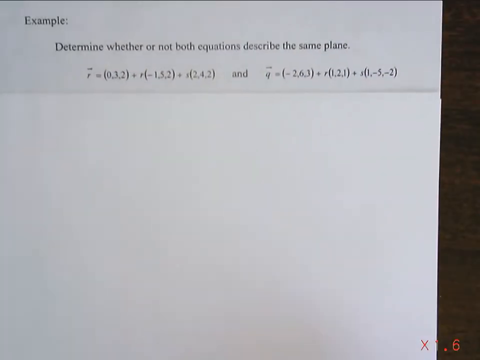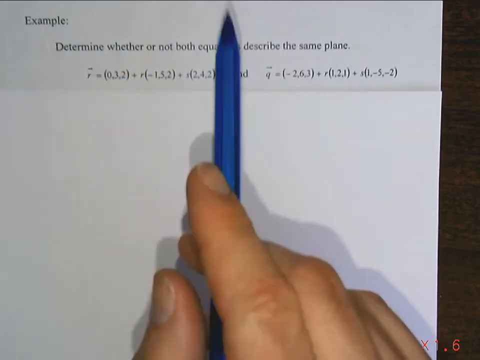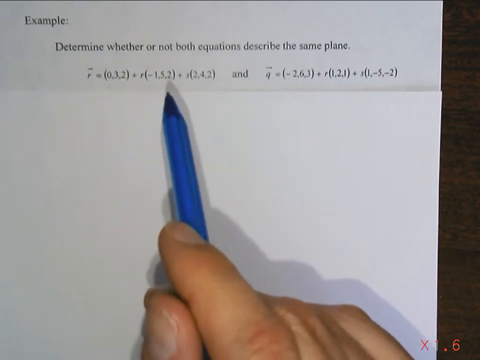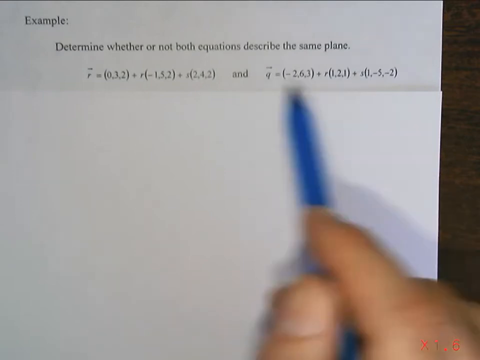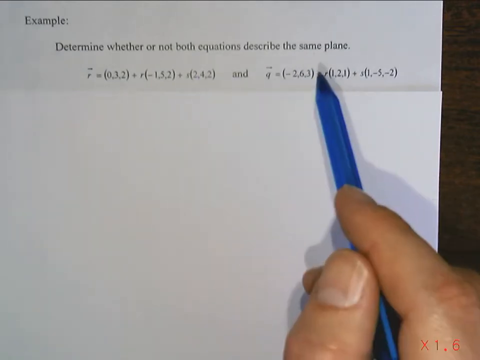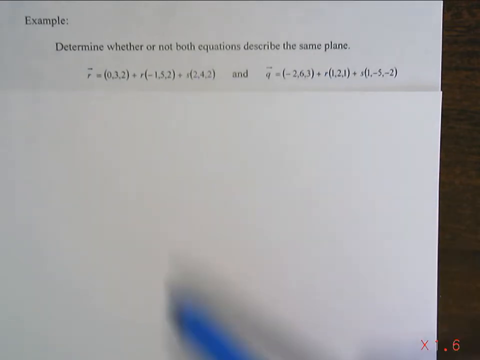We have two equations here that represent two planes, and maybe this is Rebecca's homework, and maybe this is Nicole's homework. Notice I picked two people from two different classes. Wasn't that nice of me? So maybe they're checking to see if it's right, and they just don't know. Well, what we're going to do is find a method of doing that.